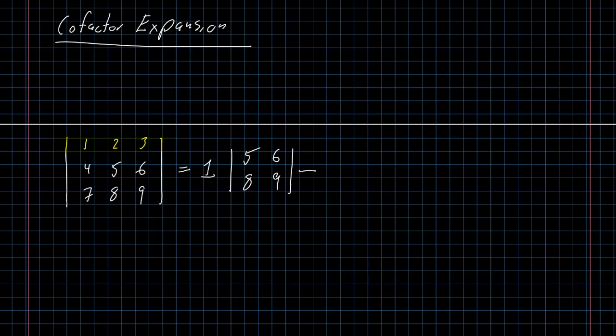Then I subtract. You're always going to alternate between adding and subtracting. The second entry in the row I'm expanding on is a 2. And if I eliminate the row and column containing the 2, it leaves behind the 2 by 2 matrix 4, 6, 7, 9. Then add, and the last entry in this row was a 3. And when I eliminate the row and column that contains the 3, it leaves behind 4, 5, 7, 8.